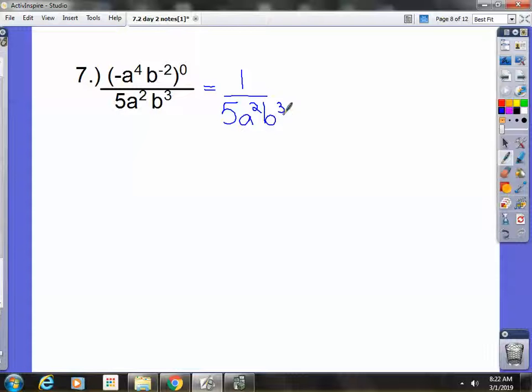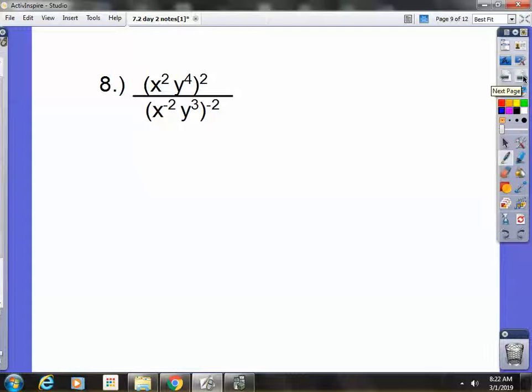Okay, it looks like I have 3 more examples. I really need you guys to pay attention to these last 3 examples because they're building on the things that we've already learned. Let's look at this one first. So we have parentheses, x squared y to the 4th, all to the 2nd power, divided by x to the negative 2, y to the 3rd, all to the negative 2 power.